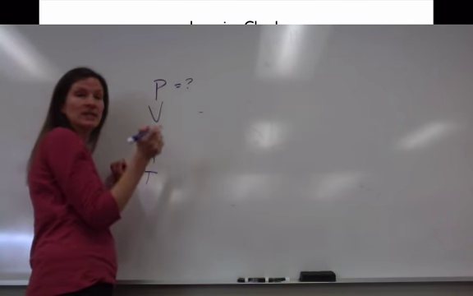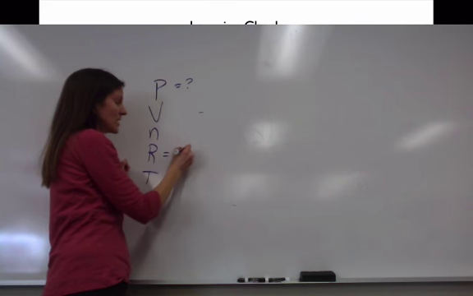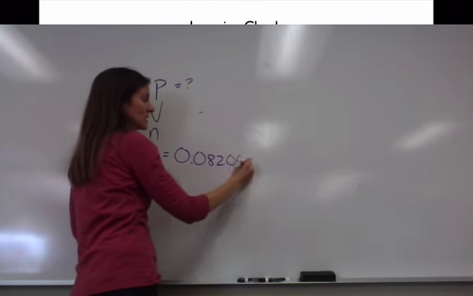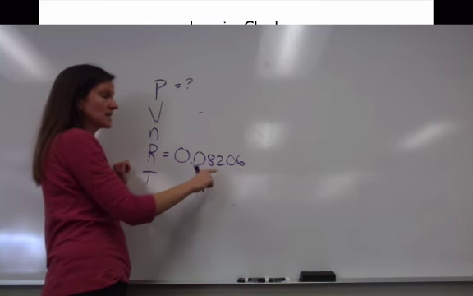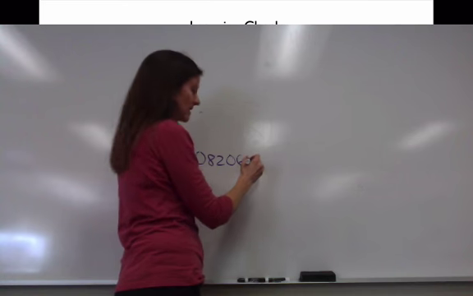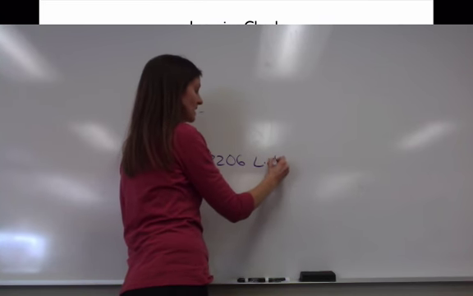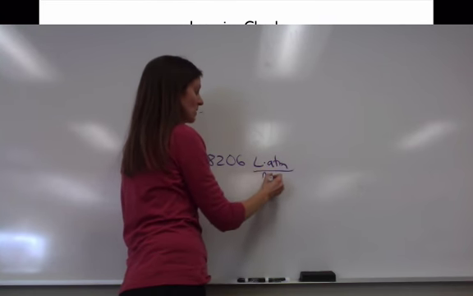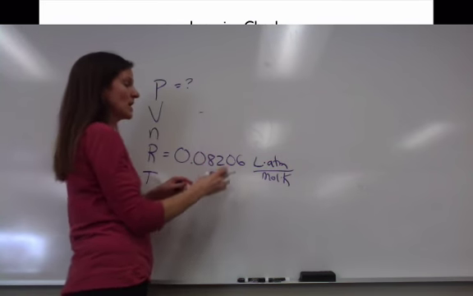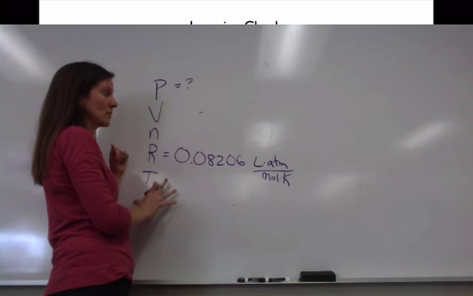And it wants it in ATM, so the R, if I look it up, is 0.08206 that we need. That's a constant. And the unit on this then is liters ATM per mole K. Because these units need to go away, these dictate the units I have for all the rest of these.